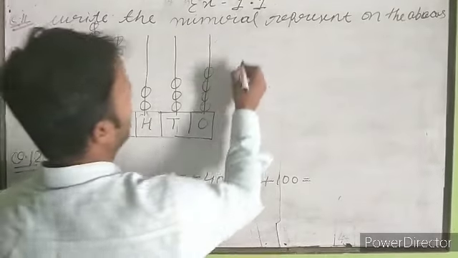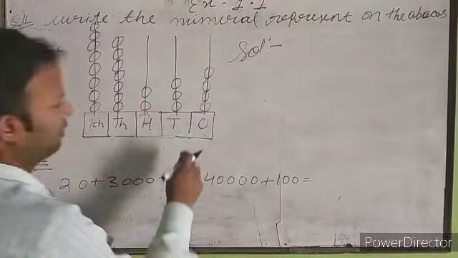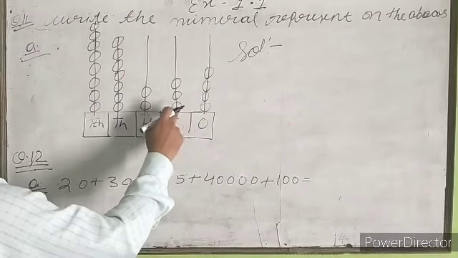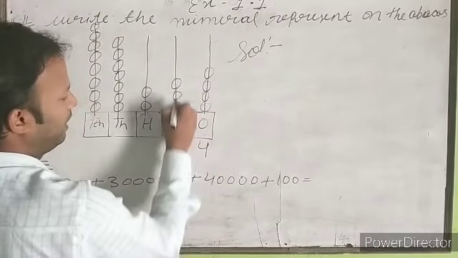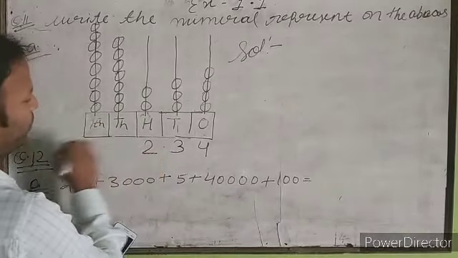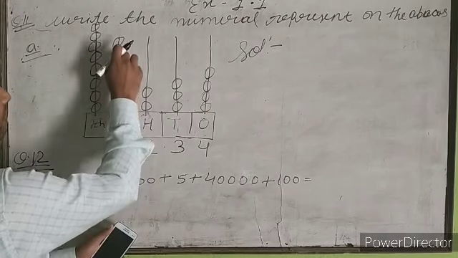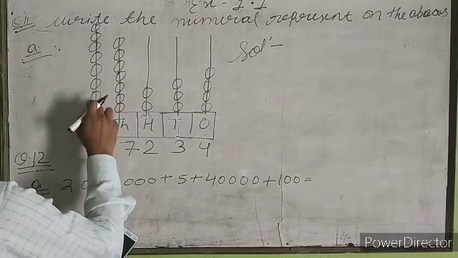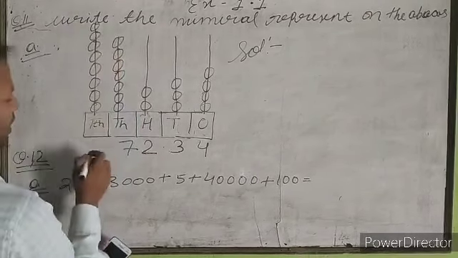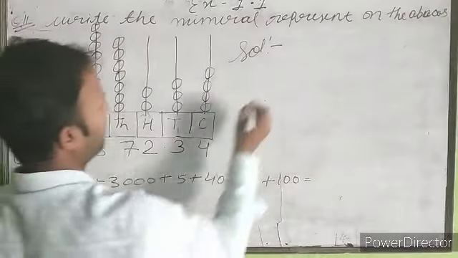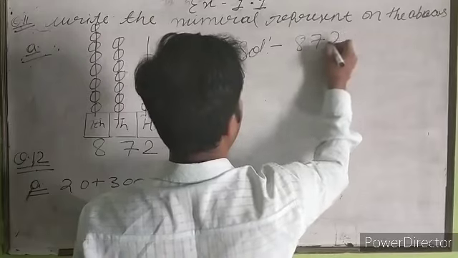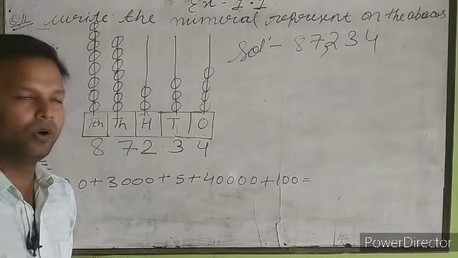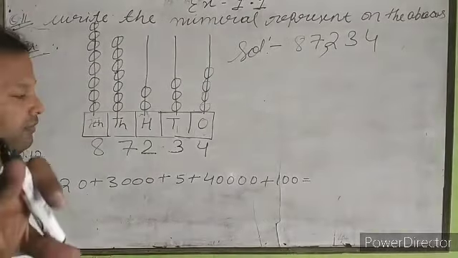Okay, now see what the solution for this is. In the ones place how many beads are there? 1, 2, 3, 4. In the tens place how many beads are there? 1, 2, 3. So here you can write 4, here you can write 3, here you can write 2. How many beads are there? 1, 2, 3, 4, 5, 6, 7. So you can write 7. 1, 2, 3, 4, 5, 6, 7, 8. 8 beads are there. So what is the number for this? 8, 7, 2, 3, 4. 87,234. Similarly B1 is also there, that is your work, you can do it.